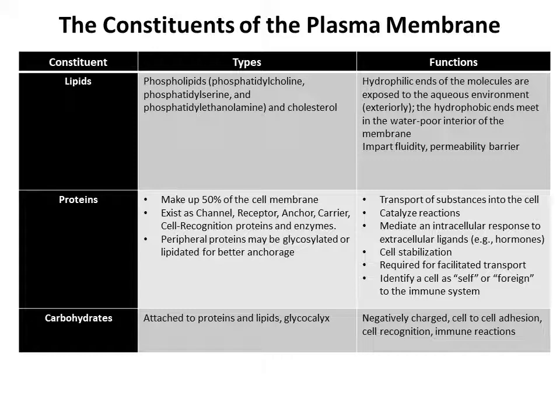Phospholipids are the major types of lipids present in the plasma membrane along with cholesterol. Types of phospholipids which are present include phosphatidylcholine, phosphatidylserine, and phosphatidylethanolamine. Functions. Phospholipids have two ends. One of those ends, which is the head, is hydrophilic, that is, it is exposed to the watery environment outside. The other end is the water-hating hydrophobic end, which is present inside, that is, in the lipid bilayer, the hydrophobic ends are sandwiched between the hydrophilic ends.